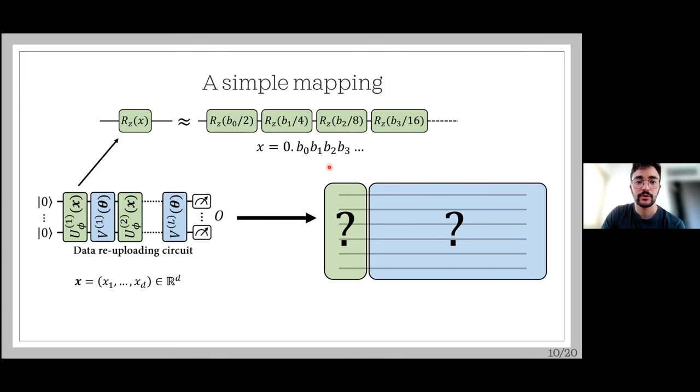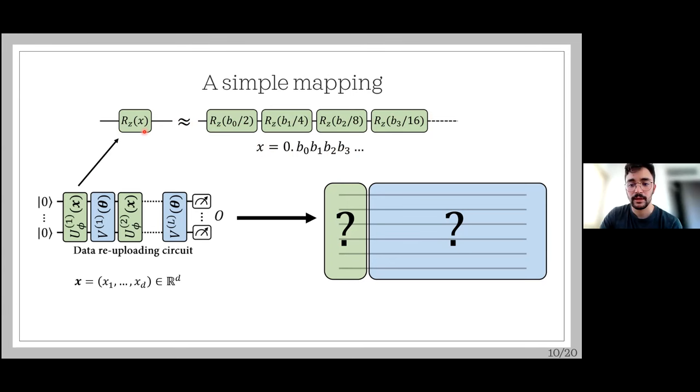And if you agree with me that if you do this to infinite precision, so for all bits in the description of X, you will get effectively the same rotation, then you would agree that if I cut that sequence of rotations to some precision, I will get an approximation of the gate that I started with. Okay, so I agree with that.